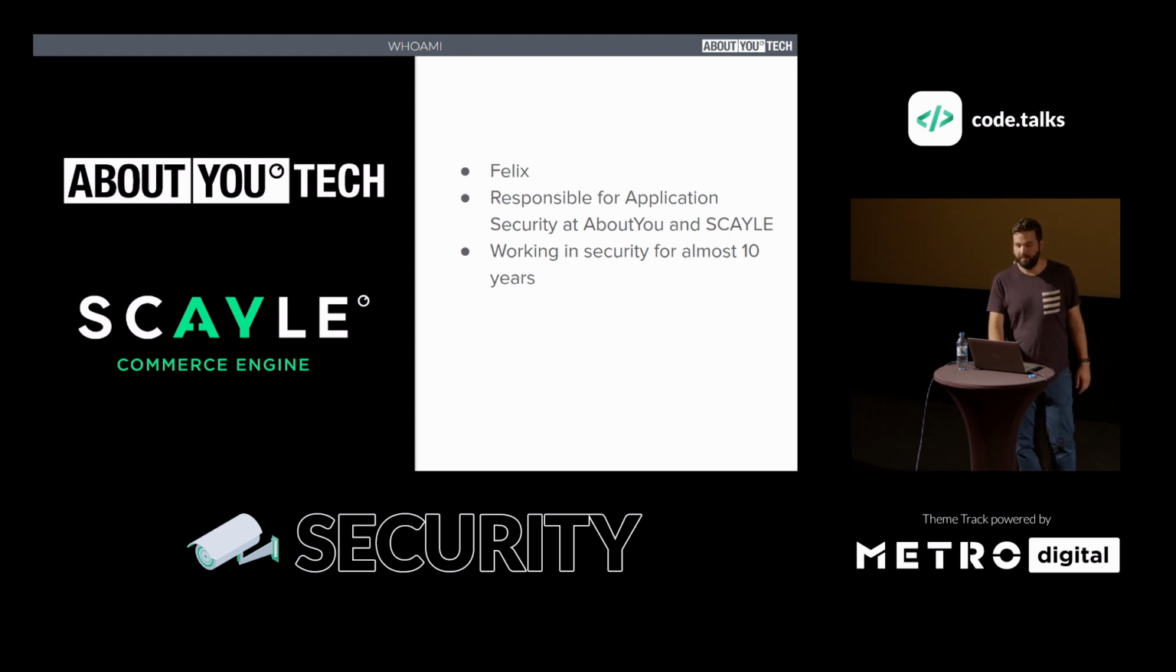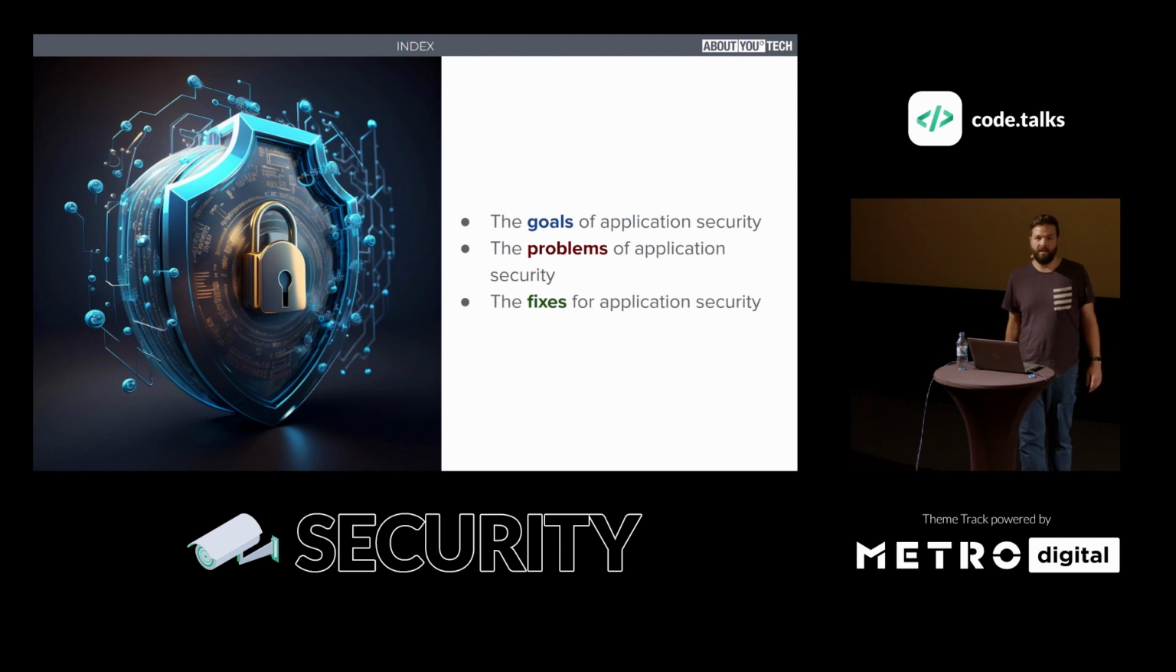So let's look at the agenda of today's talk. I will start by outlining the three most important goals of application security. We will look together at what companies do nowadays to achieve these goals and where the issues lay when they do. Lastly, I want to highlight the most effective fixes for the issues covered. So let's begin with the goals of application security.